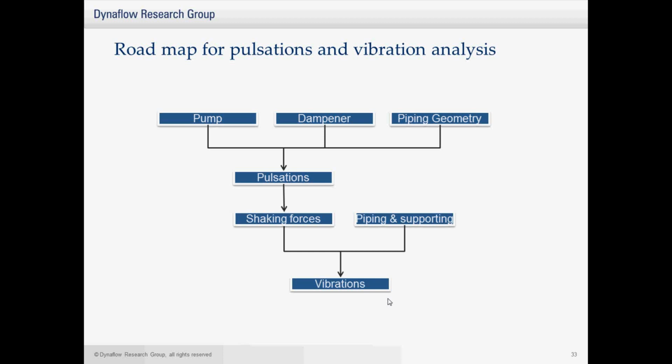Then we go one step further. Pulsations can cause noise and reduced valve life, but they can also introduce shaking forces. And shaking forces are basically our mechanical excitation. We compare that to the natural frequencies of our piping and supporting, and those combined will determine the final level of vibration. And these vibrations can cause fatigue.